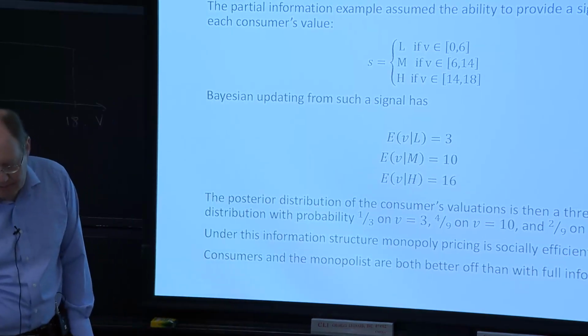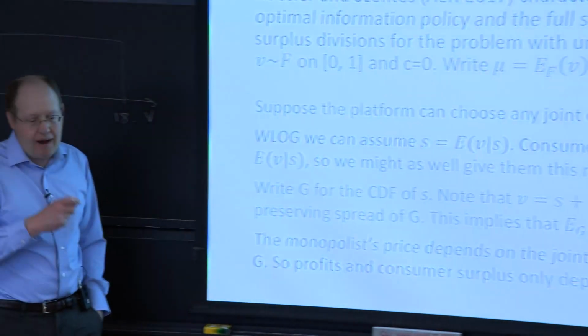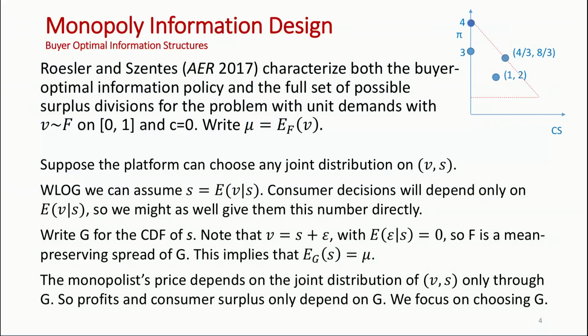Okay? So the monopoly information design literature is about how we can think more generally about what types of information we want to give consumers to either maximize profits, or maximize consumer surplus, or do something in between. The Roesler and Szentes paper that I put on the reading list assumes that the values are now distributed according to some distribution f on [0, 1]. It specializes to the cost being 0. I'm going to write mu for the mean value of the consumers.